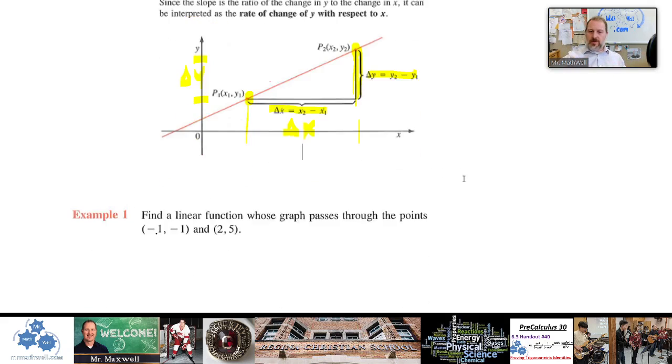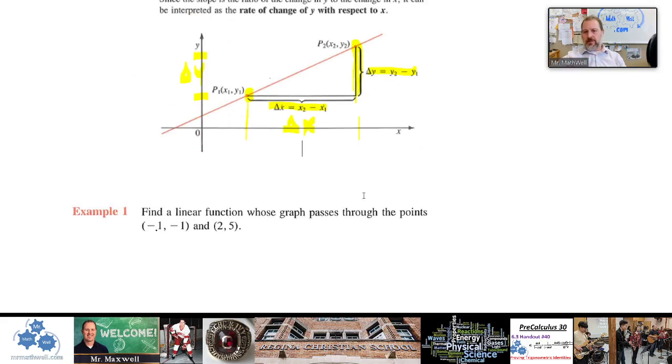Now, we've done this before, but I'm going to go over just really briefly here the method by which you can generate an equation, a linear equation, given 2 points. So this example 1 says find a linear function whose graph passes through the points -1, -1, and 2, 5. So if we were to graph that really quickly, right, -1, -1 might be about there, and 2, 5 might be about here. So we're looking for the equation of this line.